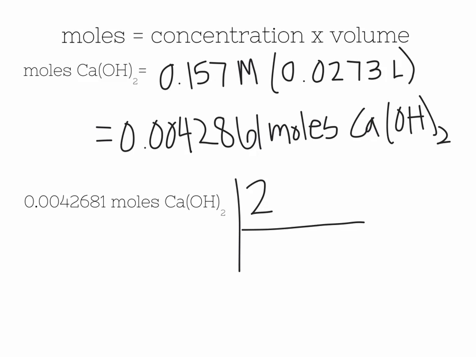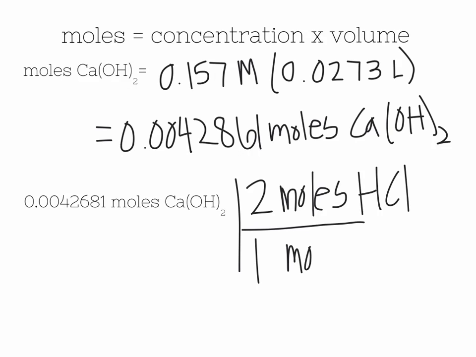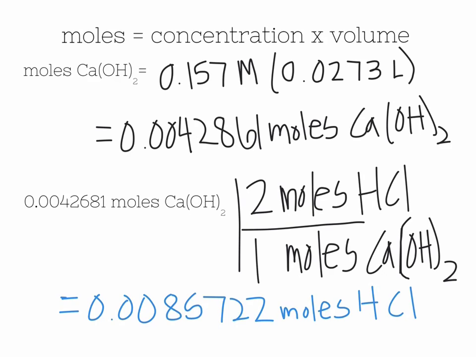You get the 2 from the balanced chemical equation for hydrochloric acid and the 1 for calcium hydroxide. You then get to cancel out calcium hydroxide, and the moles of HCl comes out to be 0.0085722 moles of hydrochloric acid.